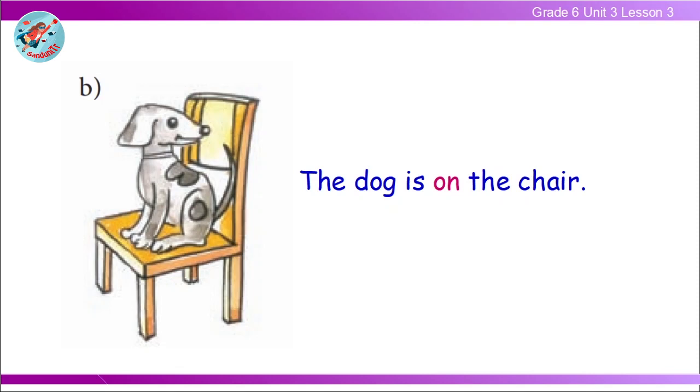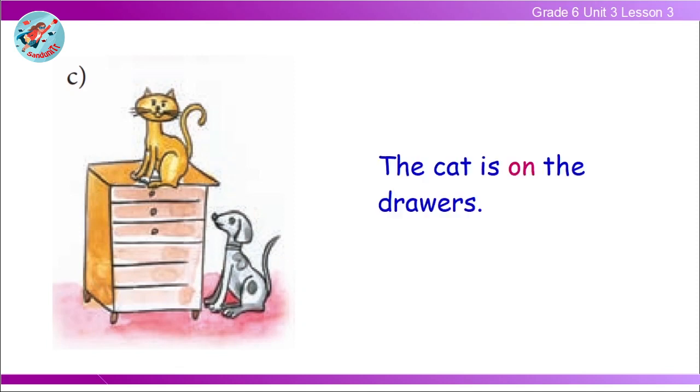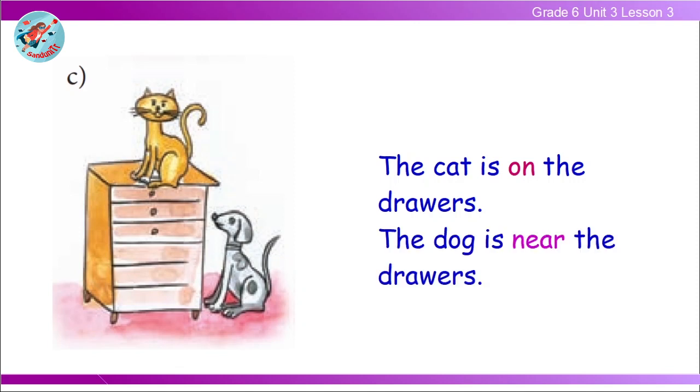Now look at the picture C. Using this picture, we can make two sentences. If we write about the cat, we can write a sentence like this. The cat is on the drawers. If not, we can write this sentence too. The dog is near the drawers.